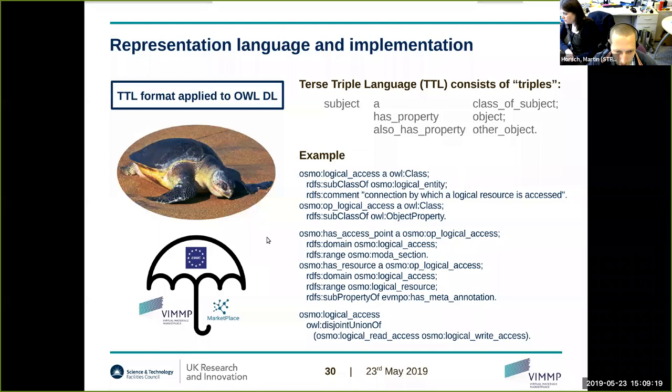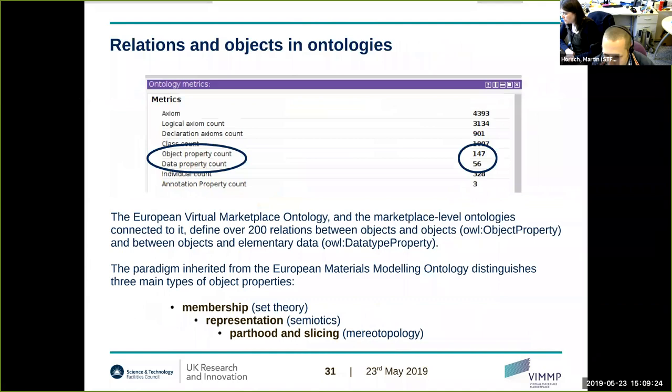Now, what sort of relations do we have? You have already seen in the examples a few relations that are not subclass relationships. For example, a workflow contains sections. A workflow can, for example, contain a model and a solver and a processor and so on, or the different parts of the workflow can be linked to each other. So those were already properties, and as a whole, you see that we have over 200 types of relations that are defined in our ontologies.